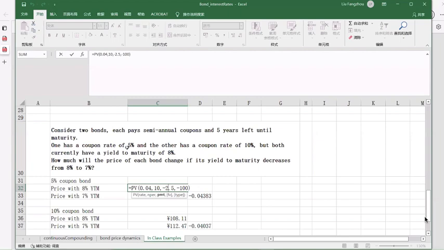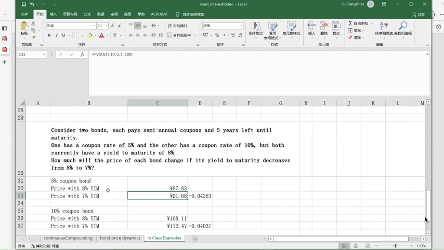If the coupon rate is 5%, then each year you get $5. But here, with semi-annual coupons, you get 2.5, and the face value is 100. For the price at 7% yield to maturity, you do the same.